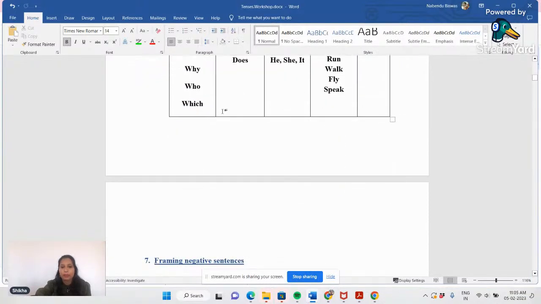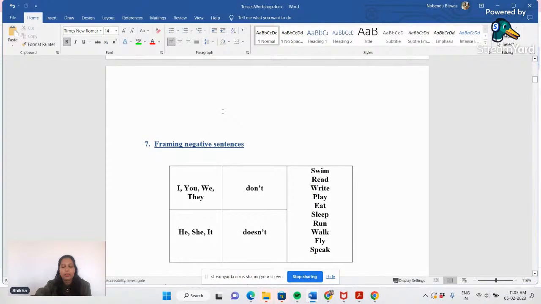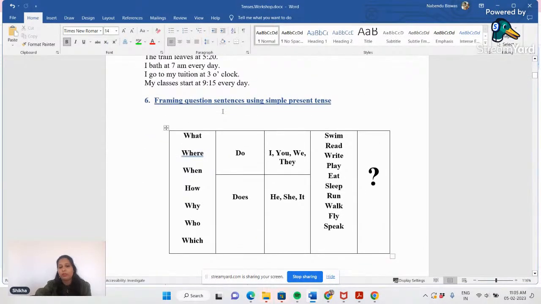Okay, and when you frame question sentences, you can frame questions starting with do or does. Now do here is plural, so it will always go with plural subjects like I, you, we, they. So you, we, they is plural.